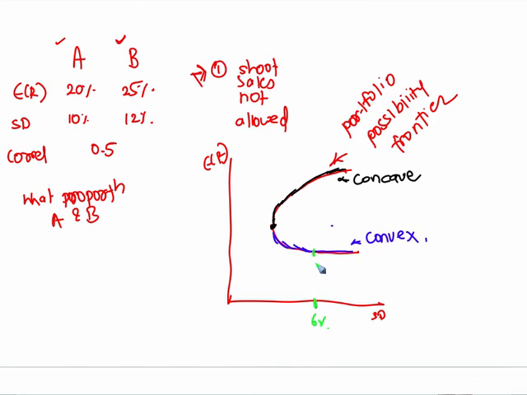Let us call this as portfolio H and portfolio I. Tell me, which of these 2 portfolios will you recommend to the investor? I. Because for the same level of risk, portfolio I is giving you higher level of return. Correct? So any rational investor will never invest into this blue part of the curve, which is convex. Right? Rational investor will always invest into the black portion here. And this black portion is called as efficient frontier.